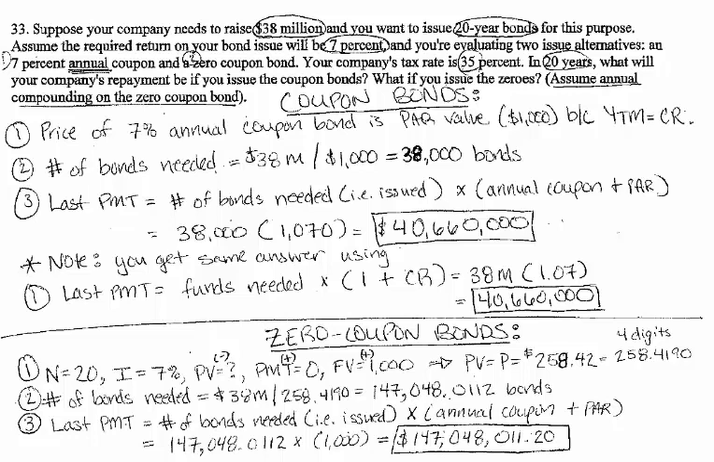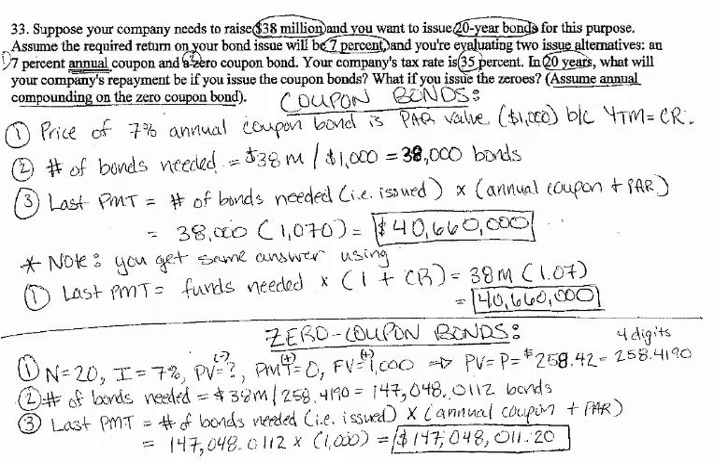Now that little note there is just maybe a quick trick that you could have also used to figure out your last payments, which is just to take the amount that you need and multiply it by 1.07. Okay, and that would give you the exact same answer as well. If that's kind of confusing, then just go back up to the 3 steps above. No big deal. Now, what about with zero coupon bonds?